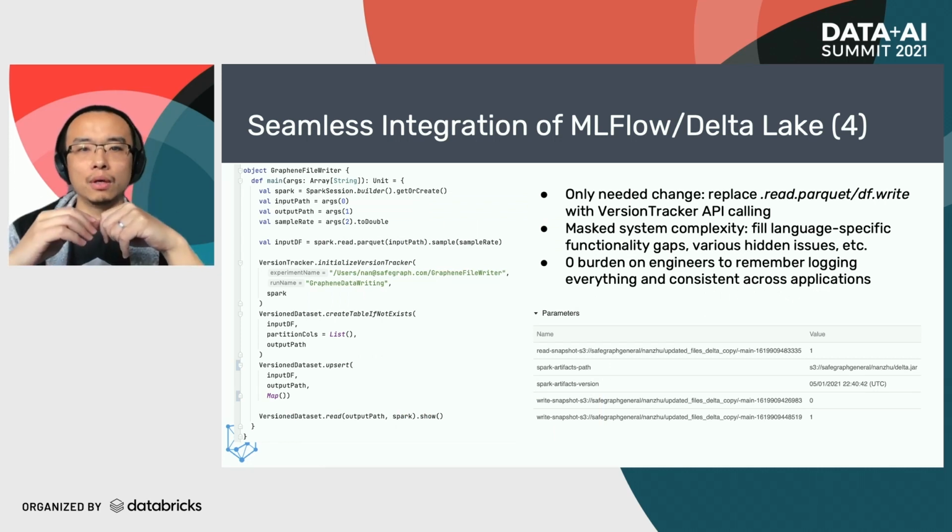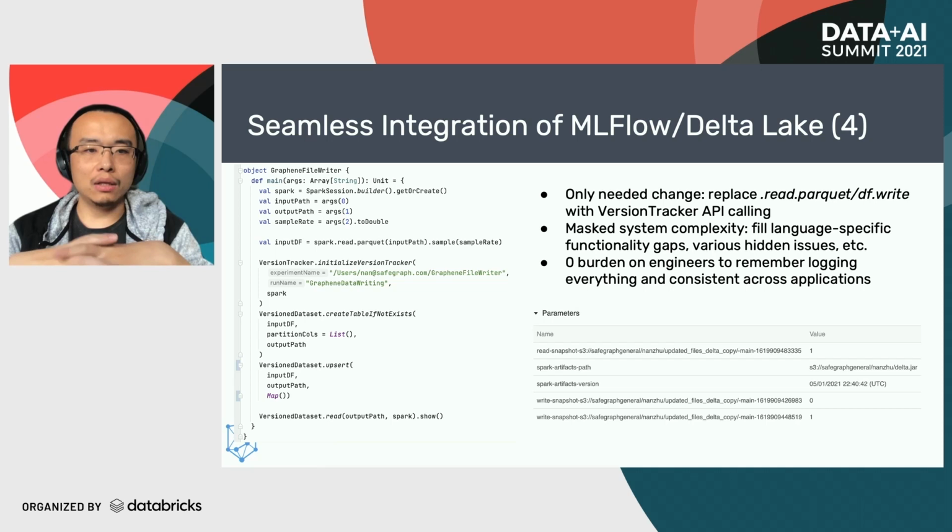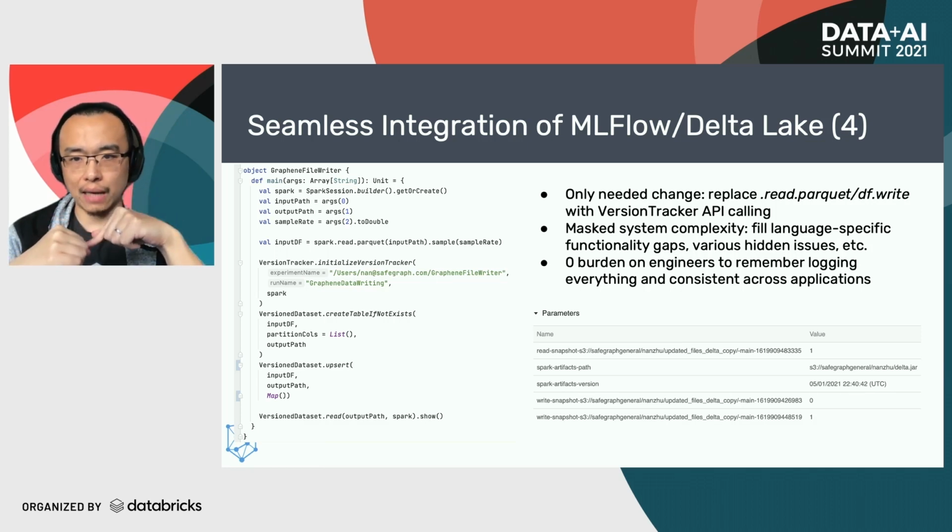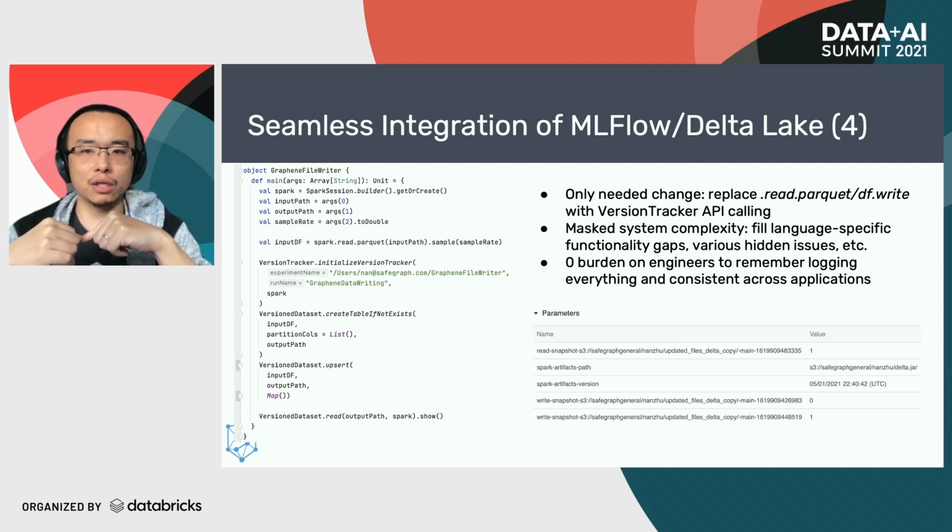In this example, we can see the only needed change for engineers to use data lake is to replace their package read and write API with the version tracker API calls. And within these APIs, we have masked a lot of system complexities. For example, we fill the language-specific functionality gaps. And when we implemented these APIs, we hit different issues, but only the platform engineers experienced them. We have code to hide these issues from the end users, that means our data engineers.